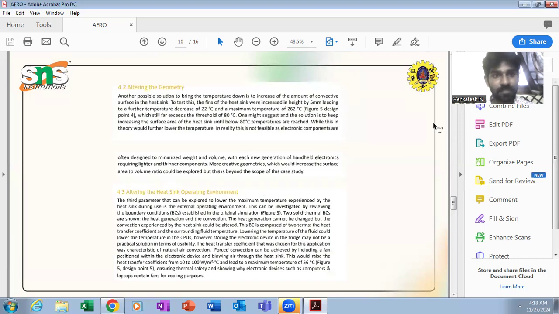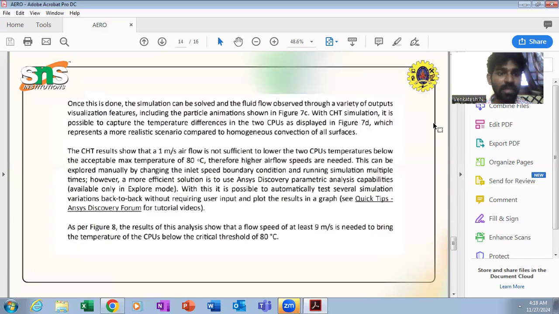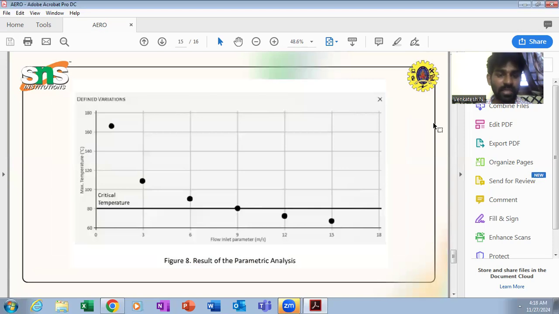cost. And altering the geometry can be a possible solution to bring the temperature down for the temperature reduction. These images explain how the simulation can be a result of the flow in the figure. The results of the analysis show that a flow speed of at least 9 meters per second is needed to bring the temperature of the CPU below the critical threshold of 80 degrees Celsius.